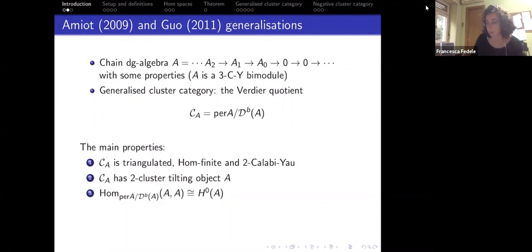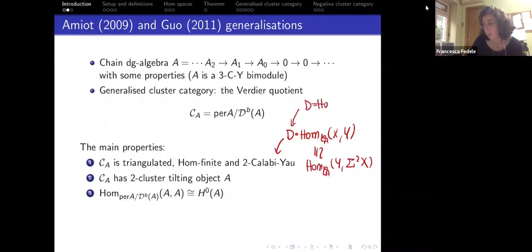Just to recall, n-Calabi-Yau means that D composed with Hom over C of A of X, Y is isomorphic to Hom of Y, sigma to the n of X, where D is the standard K-duality, because we're working over a field K.